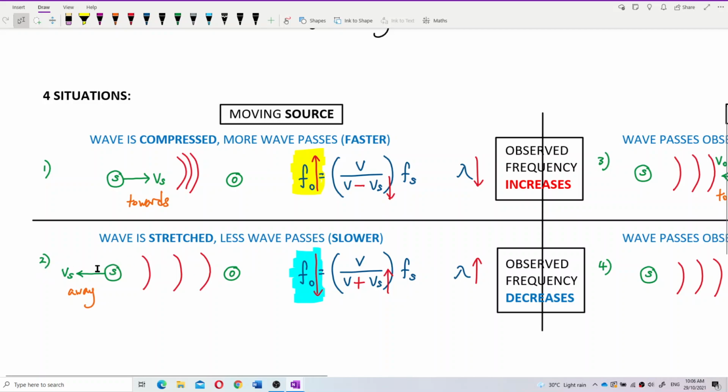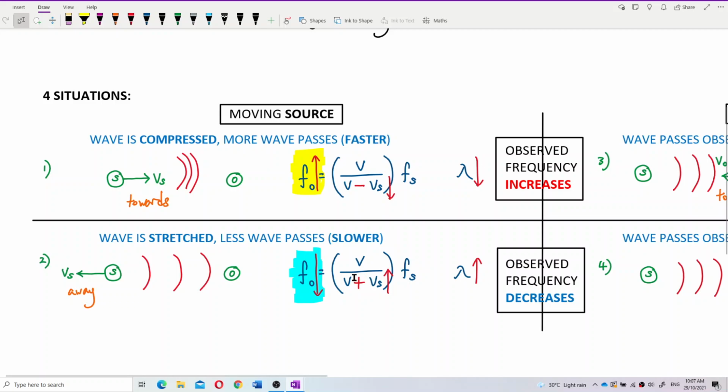When the source is moving away from the observer, the wave is being stretched. Now less wave passes through the observer, slower, so the frequency decreases. So below here you need to put positive Vs to divide by a bigger value. Divide by a bigger value, become a smaller value. So in short, if you want to make the observed frequency increase, below here needs to become a smaller value. How to make a smaller value? You minus it. When the value is divided by a smaller value, it becomes a bigger observed frequency.